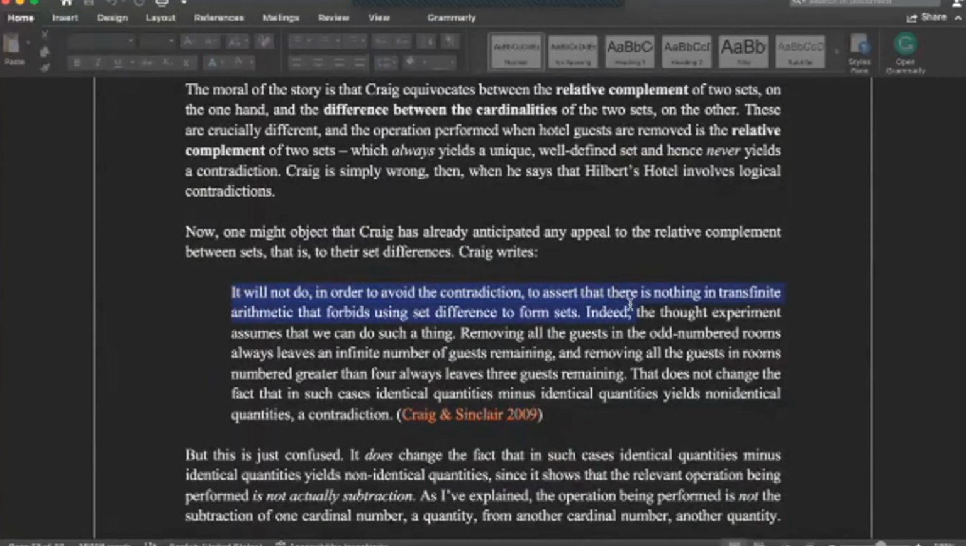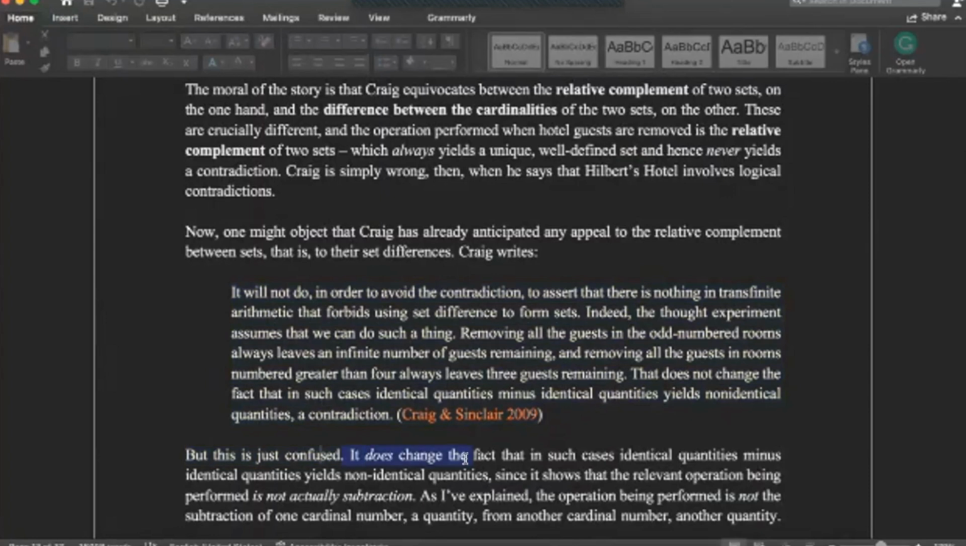Indeed, the thought experiment assumes that we can do such a thing. Removing all the guests in the odd-numbered rooms always leaves an infinite number of guests remaining, and removing all the guests in rooms numbered greater than 4 always leaves 3 guests remaining. That does not change the fact that in such cases, identical quantities minus identical quantities yields non-identical quantities, a contradiction." The problem, though, is that this is just obviously confused.